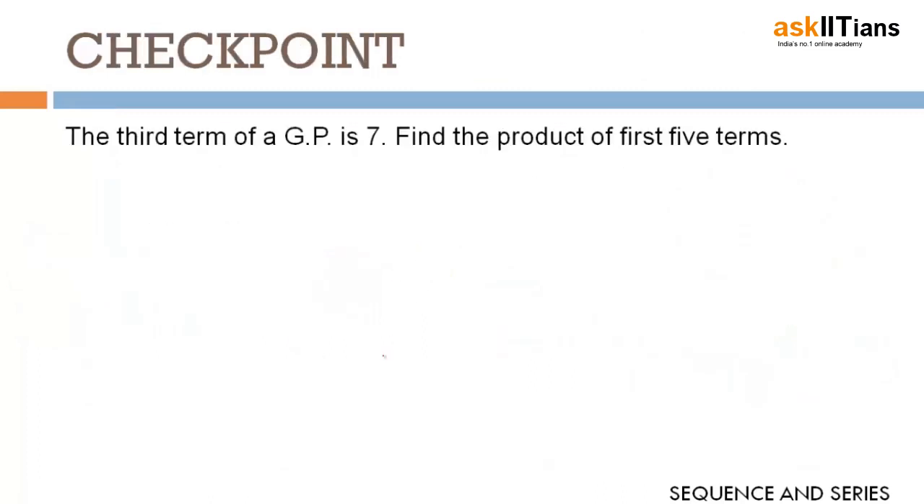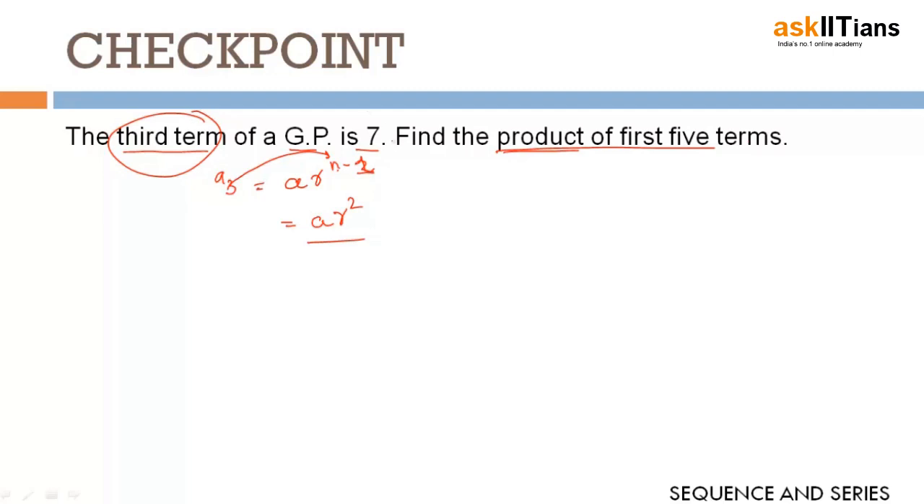So let us have a look at some questions. It says the third term of a GP is 7. So A3, and what was that? A into r raised to power n minus 1. It says find the product of... n is 3 here, if I am talking about the third term, so you will substitute 3 here, so it will be AR square.